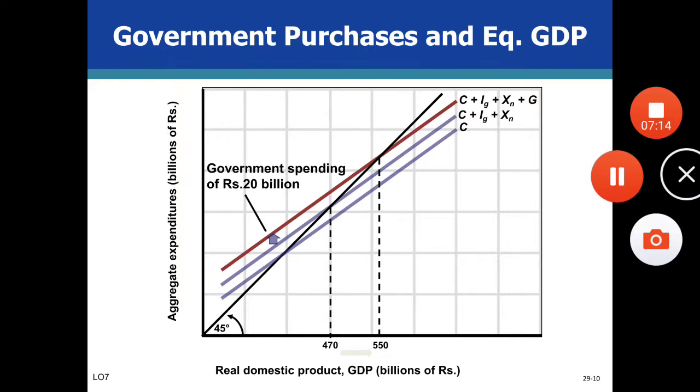If you look at this, the 470 and then 550. 80 billion rupees is the amount by which the GDP has gone up due to the government spending of 20 billion. So 80 divided by 20, the 4 is the multiplier.